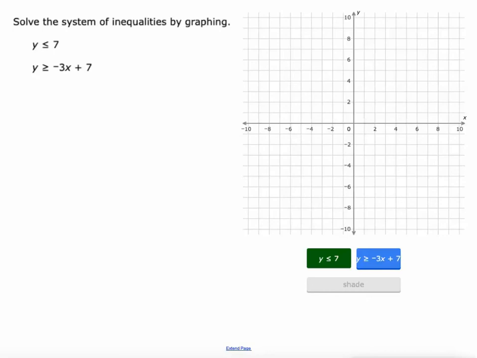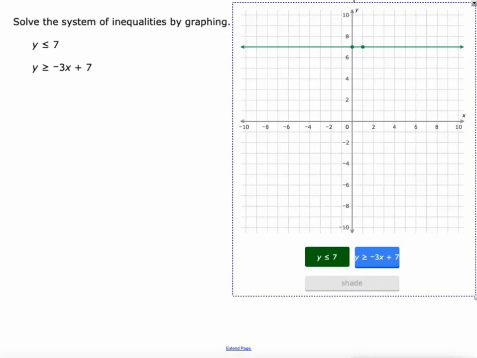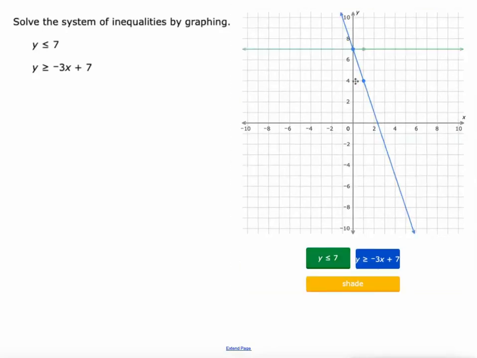Now we have y is less than or equal to 7, okay? So that is going to be a horizontal line at 7 as opposed to a vertical, which would be x equals 7. So it's going to be a horizontal line at 7. All right, it's solid because it's or equal to. So these points that are on that line actually do solve that inequality. Next up, y is greater than or equal to -3x plus 7. So 7 is our y-intercept, and then from there we'll go down 3 and right 1 to show our slope. So 7, down 3, right 1.